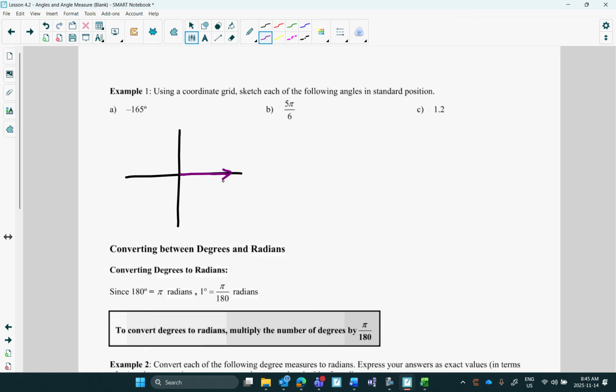This is how much to here? Negative 90. This is how much? Negative 180. But this is a little bigger. So wouldn't it be somewhere around here? So that's negative 165 degrees. You don't measure positive 165 and then draw the negative one. You've got to sort of think backwards. Use 90, 180, 270 to help you.